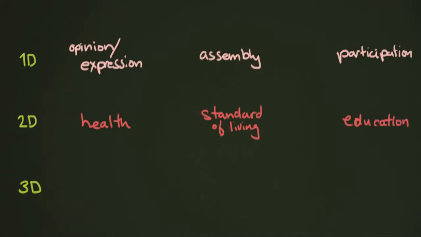And down at the bottom, we have our third dimension rights, which we just talked about, so you should have them fresh in your mind. Environment, development, and peace. You'll have to excuse my handwriting here. And to display how these things are interrelated and interconnected and very important to each other, I think it's good to think of them through an example.